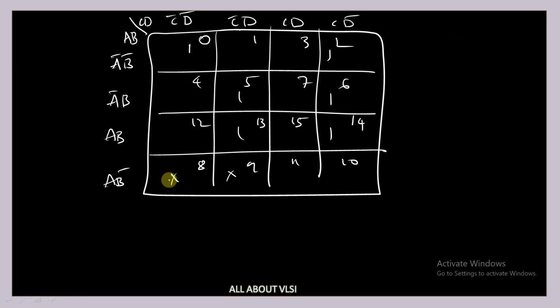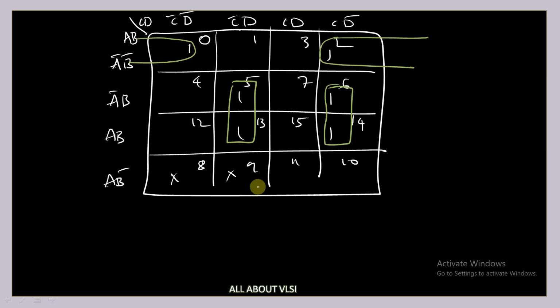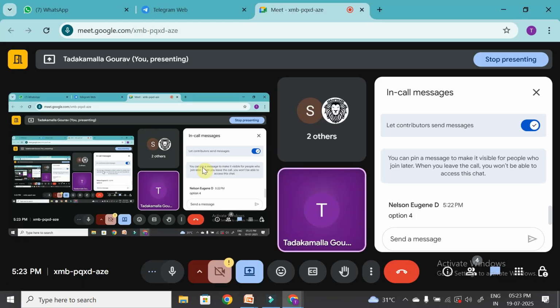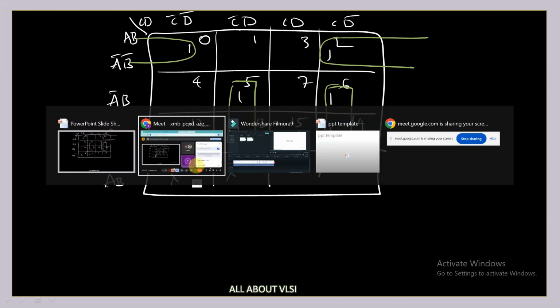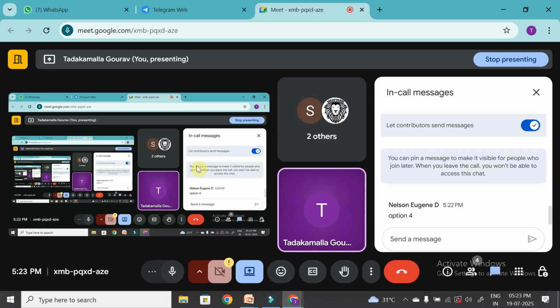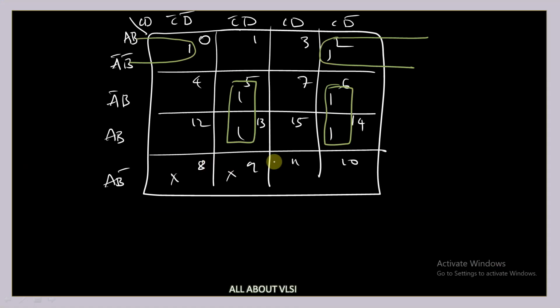Now if I group this, then I can form this 2 pair and this 2 pair. So shall I do this grouping? 8 and 9, shall I group them? Okay, option 4. So should I group these 2 don't cares? Is it necessary? No, I should not. If necessary only should you involve don't cares into grouping, or else you should not.